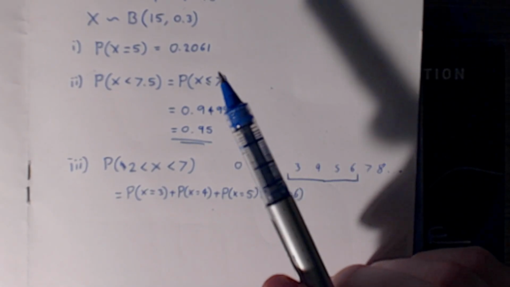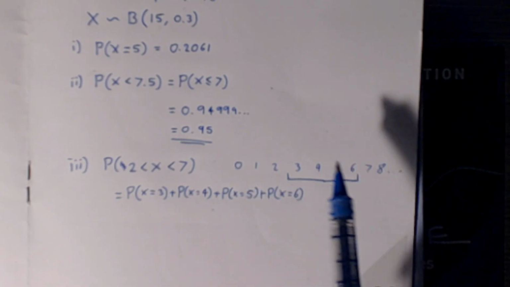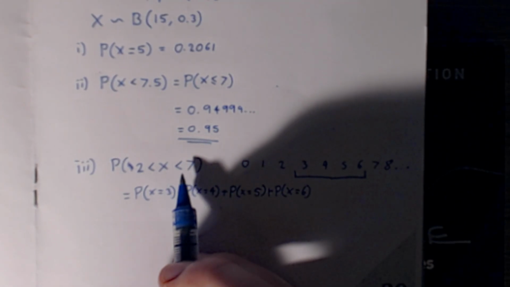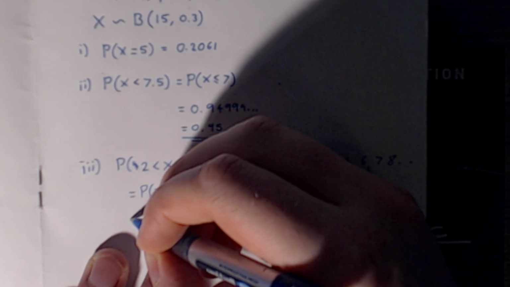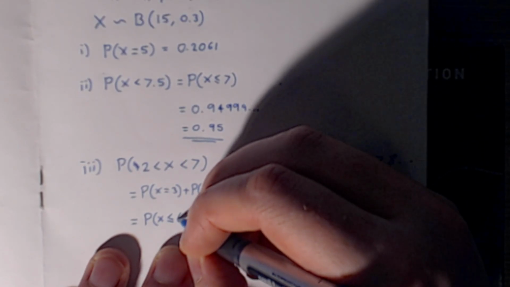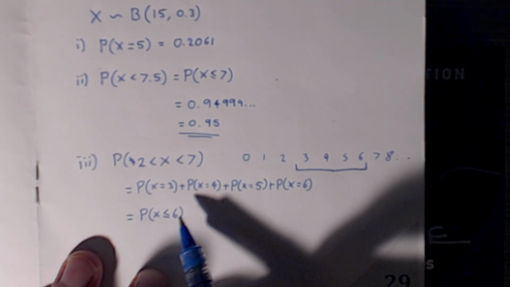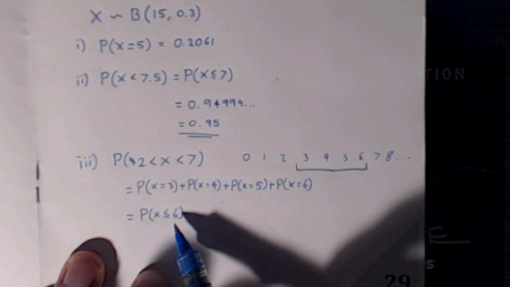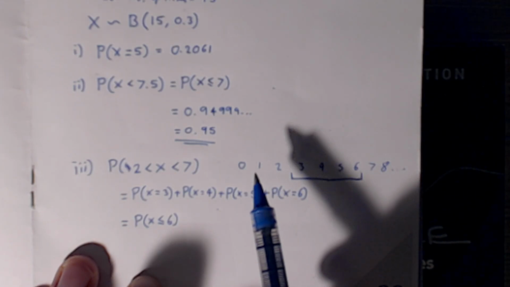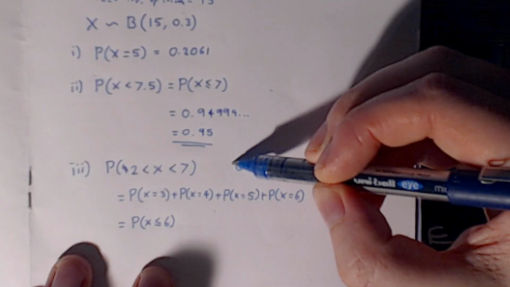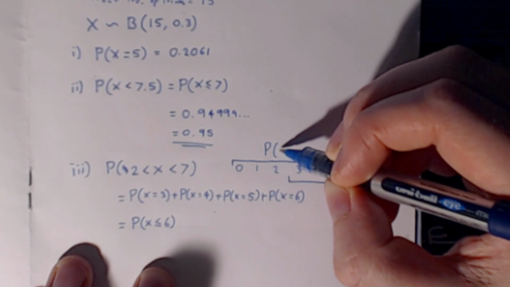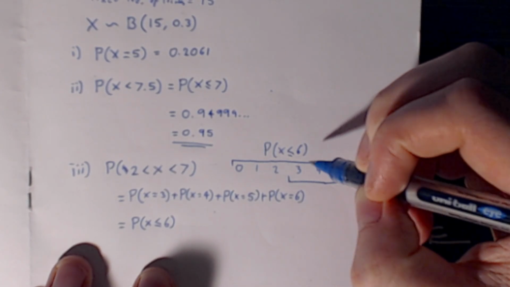We can do this using our less than or equal to probabilities. I want this to be less than 7, and less than 7 is the same as less than or equal to 6. The probability that x is less than or equal to 6 covers the numbers 6, 5, 4, 3, 2, 1, 0. That's cut off the top half. So the probability that x is less than or equal to 6 gets us most of the way there.